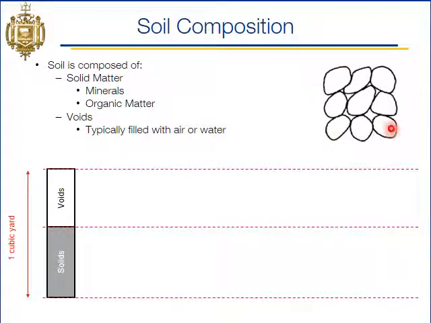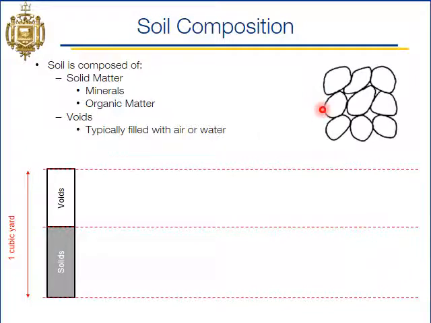So here are our mineral and organic pieces. They don't fit together perfectly, and we can see that there are these spaces in between the particles. We call those spaces in soils voids. Those voids are typically filled with either one of 2 things, either air or water. They can sometimes be filled with oil, and if you got a lot of that on your property, you could be pretty rich. But for this class, we're just going to deal with air or water.